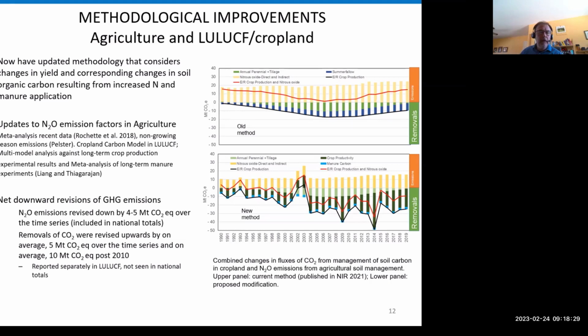Overall, the changes resulted in N2O emissions dropping by 4 to 5 megatons of CO2 equivalents, as well as increasing the removals of CO2 on average 5 megatons over the time series, and since 2010, 10 megatons. So those are fairly significant changes.